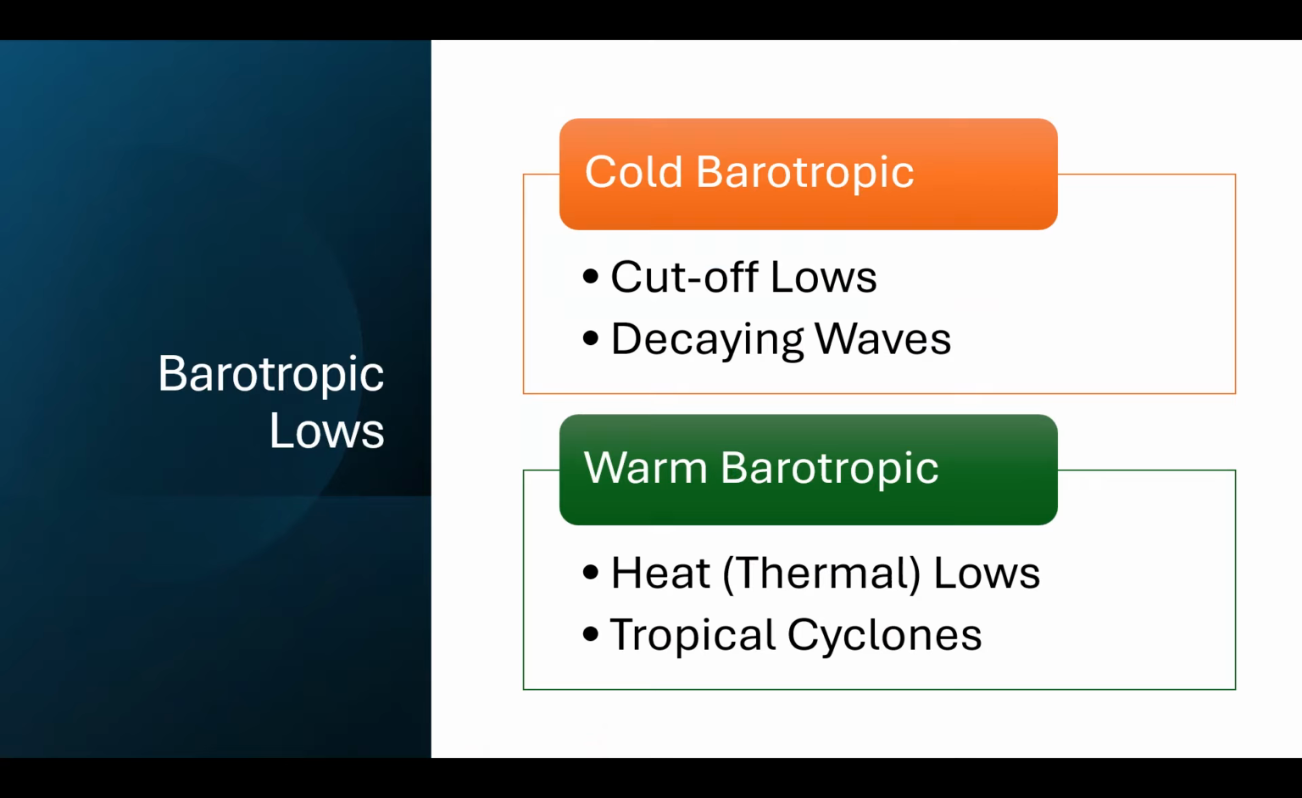All right, so now let's move into today's training topic. We're going to start first with barotropic lows. And there are really two types of barotropic lows: a cold barotropic low and a warm barotropic low. When we look at cold barotropic lows, the two types that come to mind are what's known as cutoff lows as well as decaying waves. With warm barotropic lows, we usually look at the heat or thermal lows over the deserts, and also tropical cyclones.